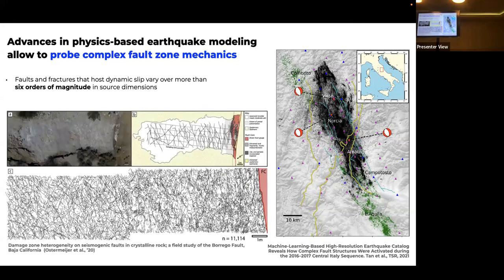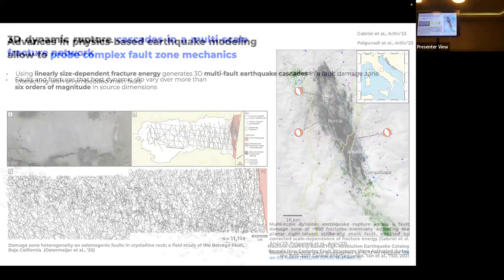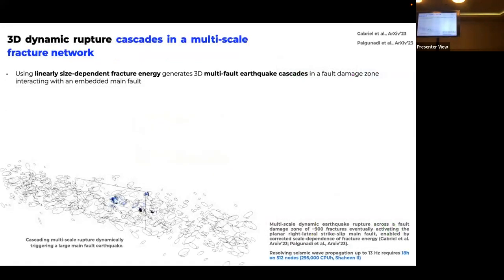Here's another example where you can also see that these different sizes of fractures and faults that can host dynamic slip are not necessarily acting in an isolated sense, but they're interacting with each other. So this is damage zone heterogeneity mapped in a seismogenic fault, the Borrego Fault in Baja California. And these are all the different fractures that are intersecting in the damage zone, mapped out by the work of Tom Mitchell's group.